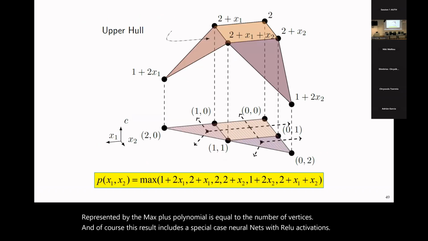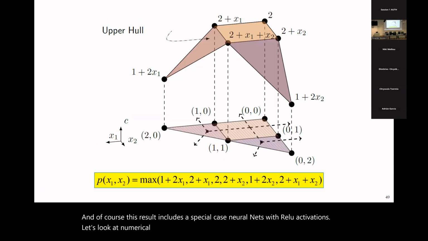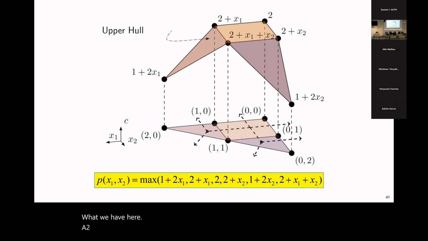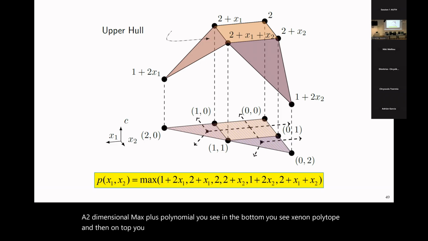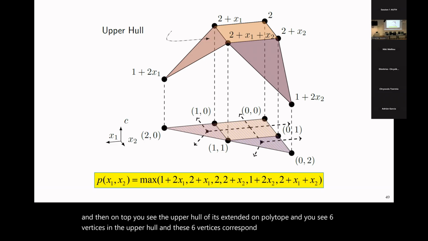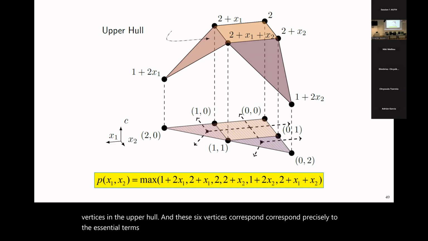Let's look at a numerical example. We have here a two-dimensional max-plus polynomial. At the bottom, you see its Newton polytope. And then on top you see the upper half of its extended Newton polytope, and you see 6 vertices in the upper hull, and these 6 vertices correspond precisely to the essential terms of this function, represented by the max-plus polynomial.